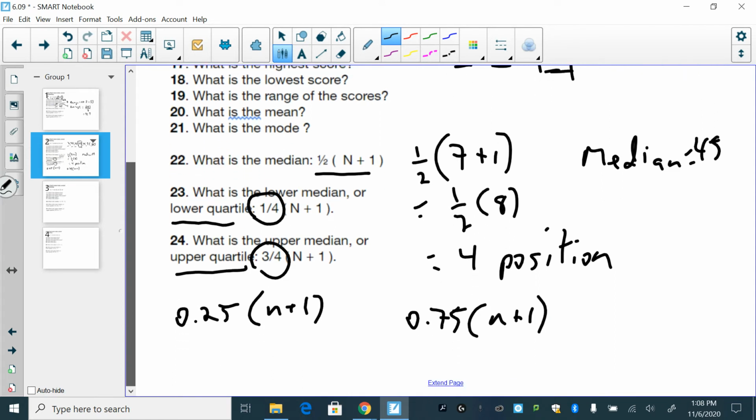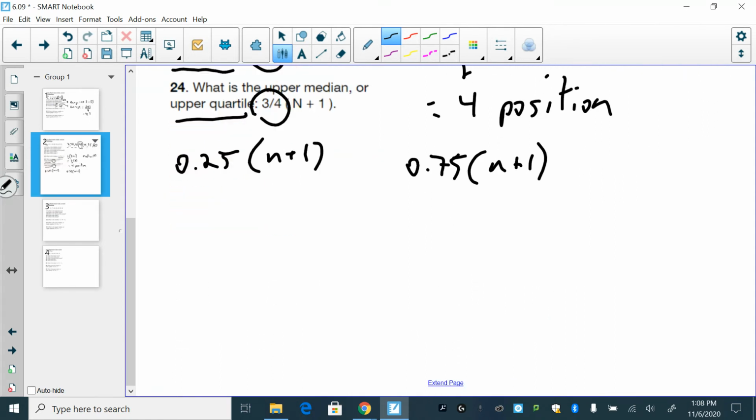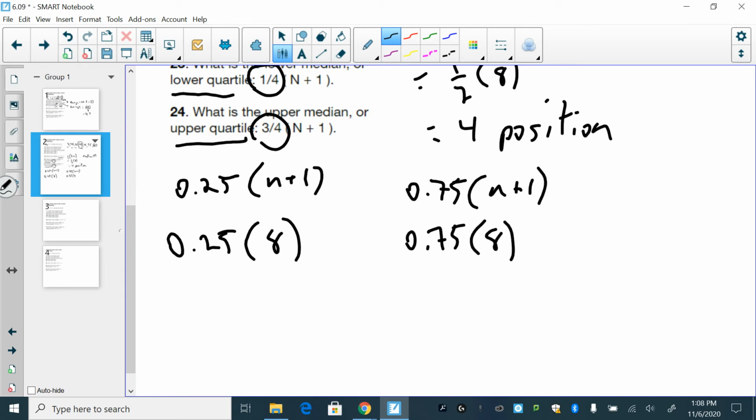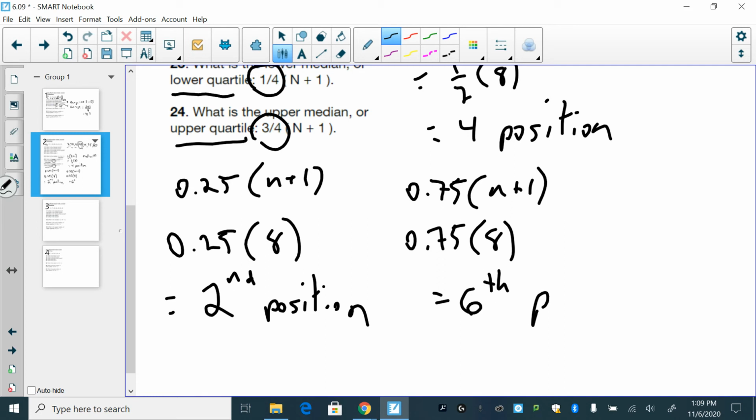So I'm doing 23 and 24 at the same time. We already know it's 7 plus 1 from before. So we're just doing a quarter of 8, and we're going to do 3/4 of 8 for the other question. Just type it in your calculator, go 0.25 times 8, and you get 2. And remember, it's just like with median, that's the second position when the numbers are written from least to greatest. And then when I go 0.75 times 8, I get 6. So that's the sixth position.